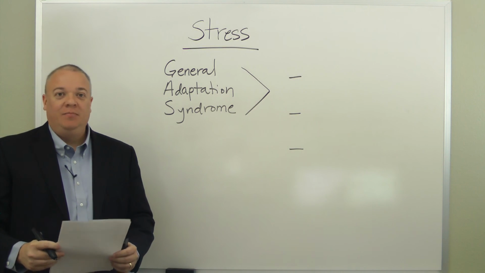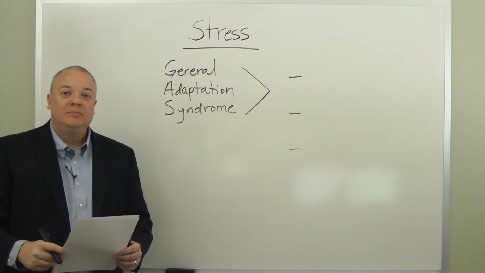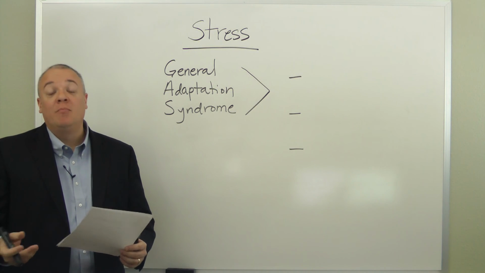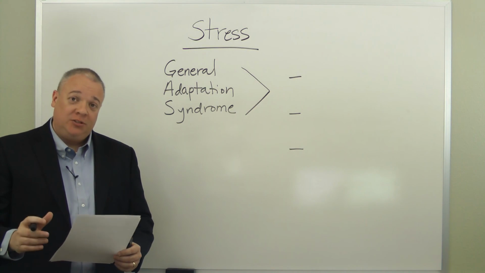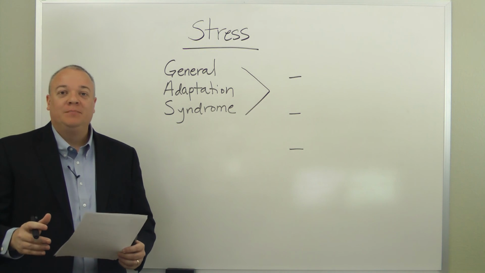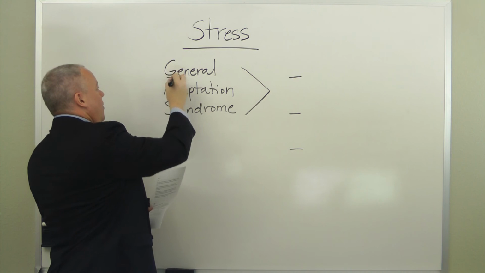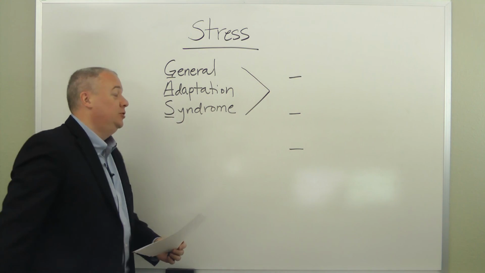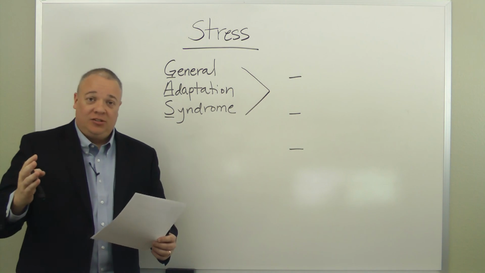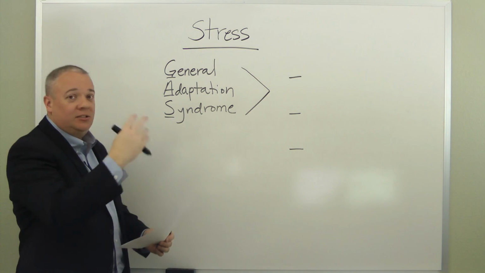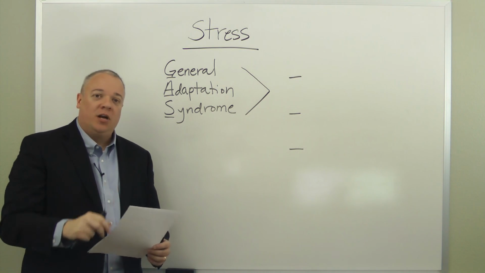Stress. It's something that every human being goes through at one point in their life or another, often multiple times, and sometimes over a prolonged period. The universal human response to stress has been dubbed the General Adaptation Syndrome, or GAS for short. It has 3 stages. The General Adaptation Syndrome, or the GAS response to stress, has 3 stages, and we're going to go over those now.